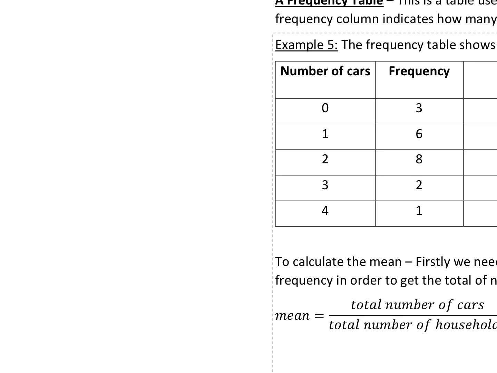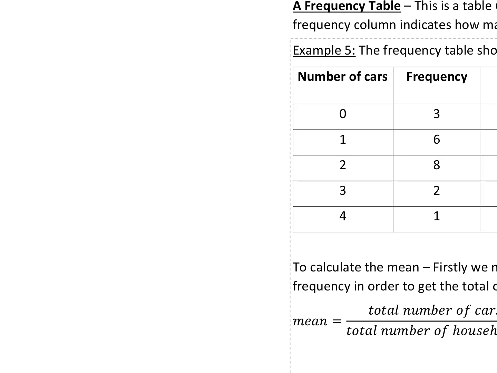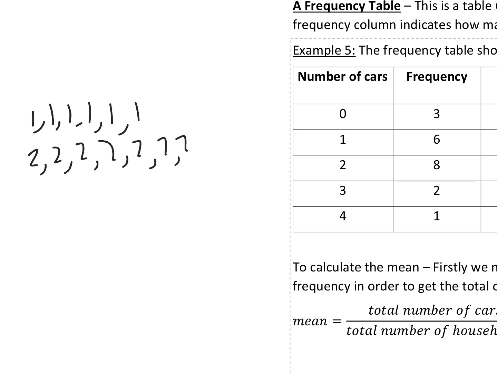So, how many cars are there? Well, there's 3 households that have 0 cars. And there's 6 households that have 1 car. So there's 1 car, there'll be 6 of these: 1, 2, 3, 4, 5, 6. And then there's going to be 8 households that have 2 cars: 1, 2, 3, 4, 5, 6, 7, 8. There's going to be 2 households that have 3 cars. And there's 1 household that has 4 cars.